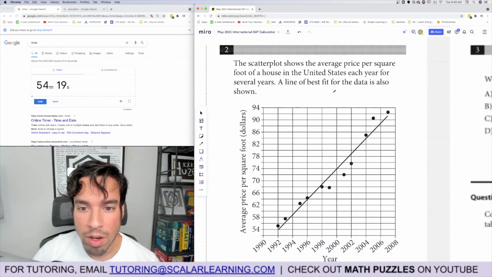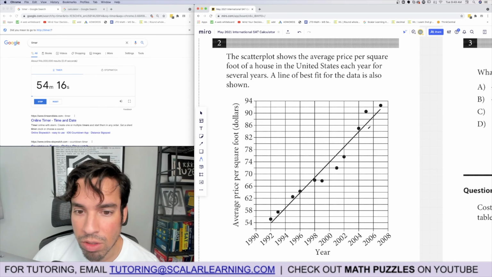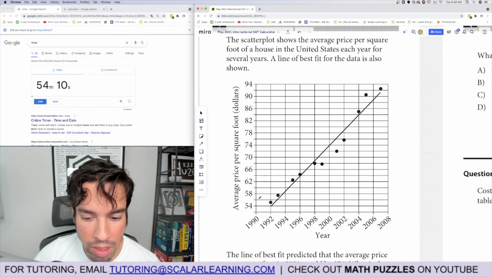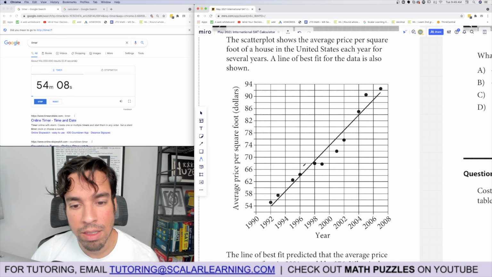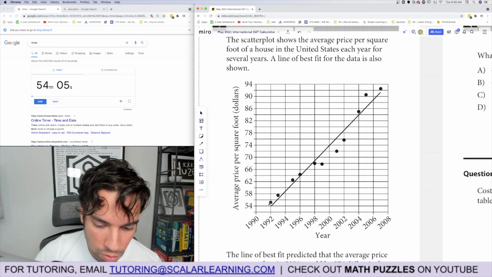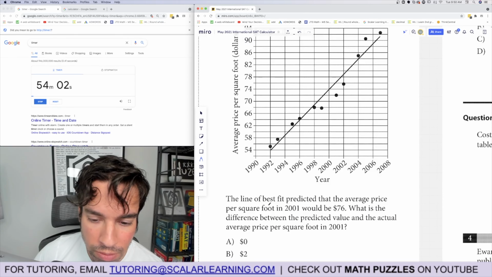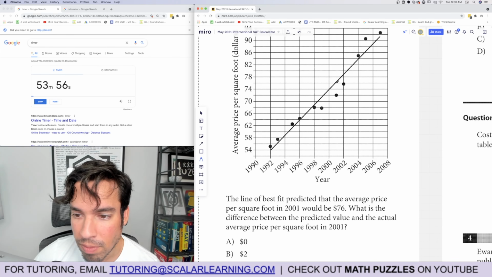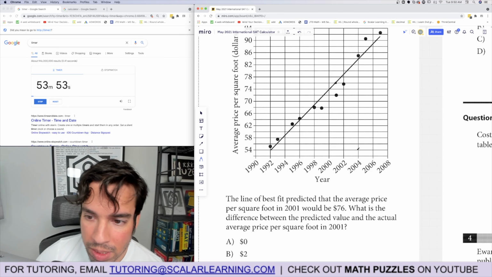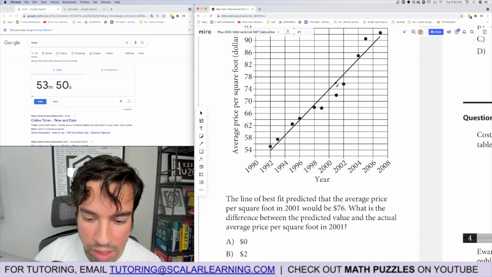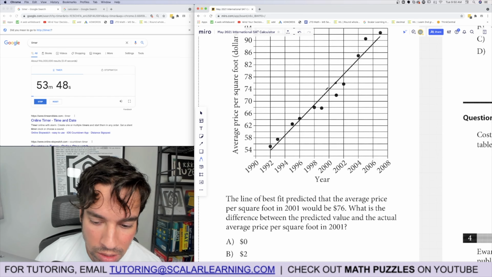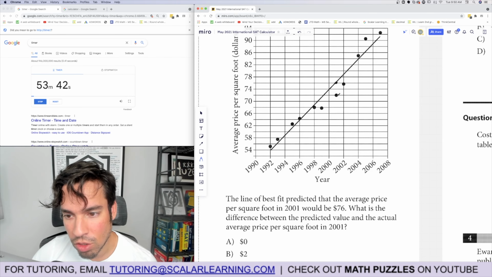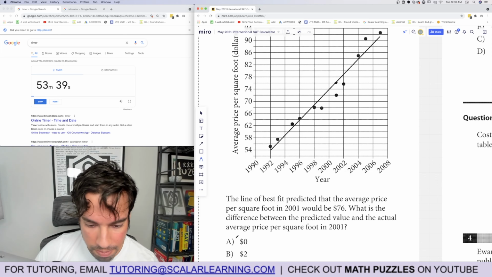It's an interesting question. All right, the scatter plot shows the average price per square foot of a house in the United States each year for several years. Line of best fit is shown. Okay. So they're showing the average price per square foot, and it looks like it's obviously rising over the years, which makes sense, almost like a linear relationship. The line of best fit predicted that the average price per square foot in 2001, let's draw in 2001, is right here. In 2001 would be $76. Yep, that matches up. What is the difference between the predicted value and the actual average price in 2001? Well, the actual average price is this value, which is 72. So 76 minus 72 is $4.